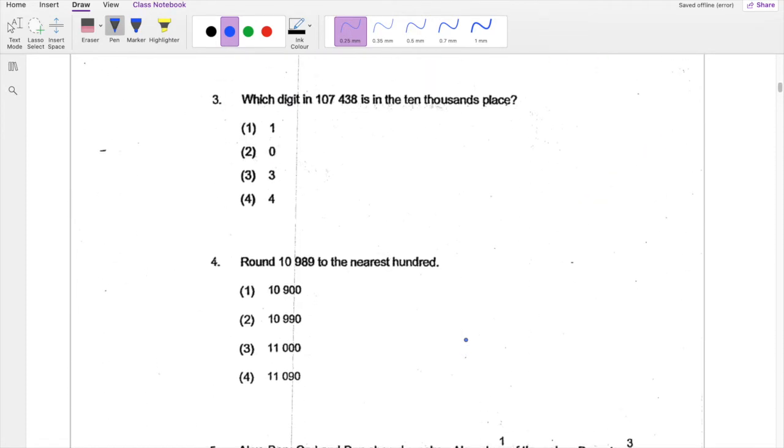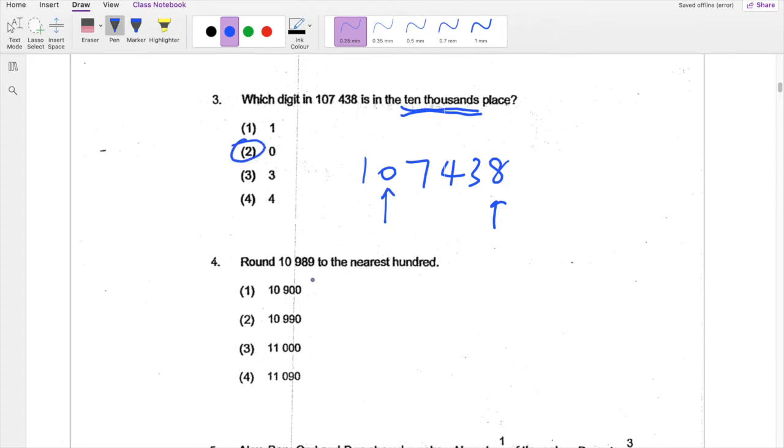Question 3. What digit is in the 10,000th place of this number? Well, this is a number. So we know that this is the ones digit, units digit, tens digit, hundreds digit. This one is the thousands digit. Then above is the 10,000 digit. So this is what we say is the 10,000th place. So it's 0.